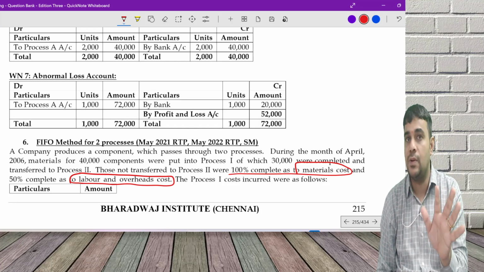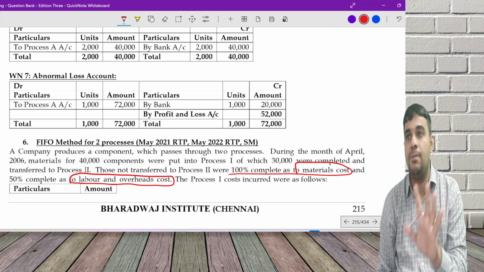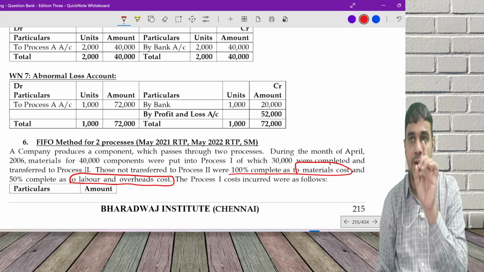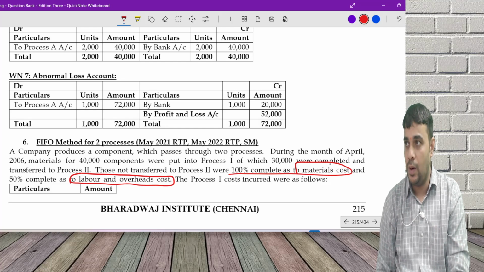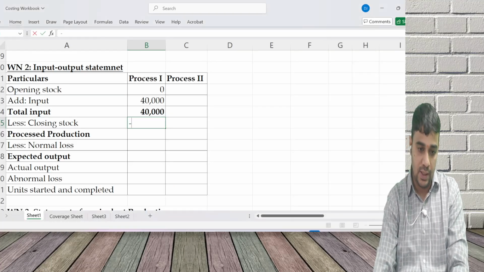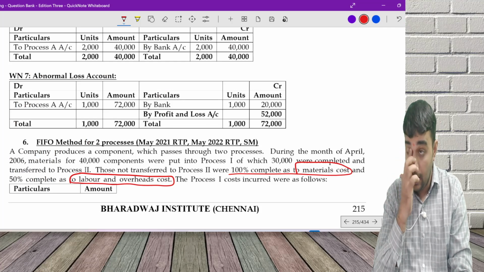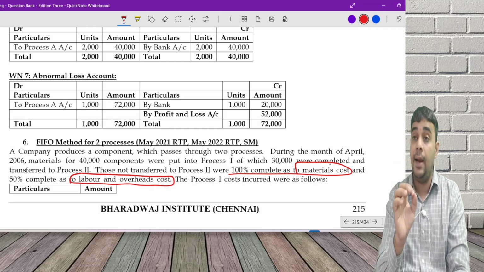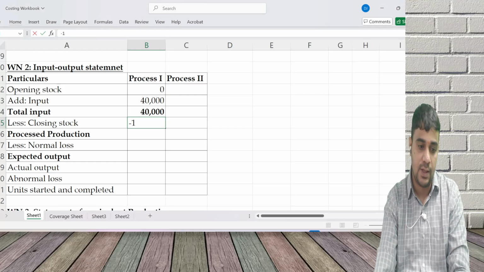No normal loss, no abnormal loss, no abnormal gain, nothing is there in the question. So process one is a very simple question. Only two items are there. One is your production, second is closing work in progress. 40,000 units were introduced, 30,000 are completed, and for those which are not completed, the degree of completion is mentioned. So minus 10,000.